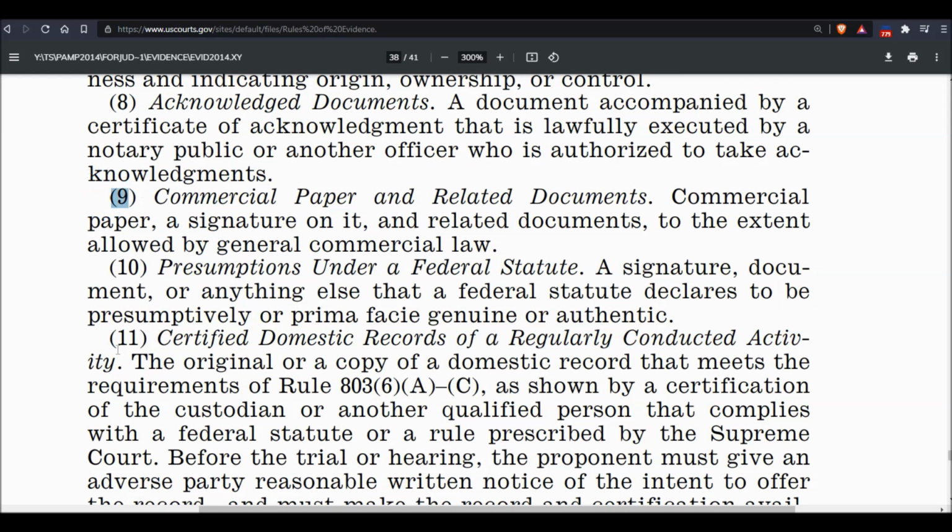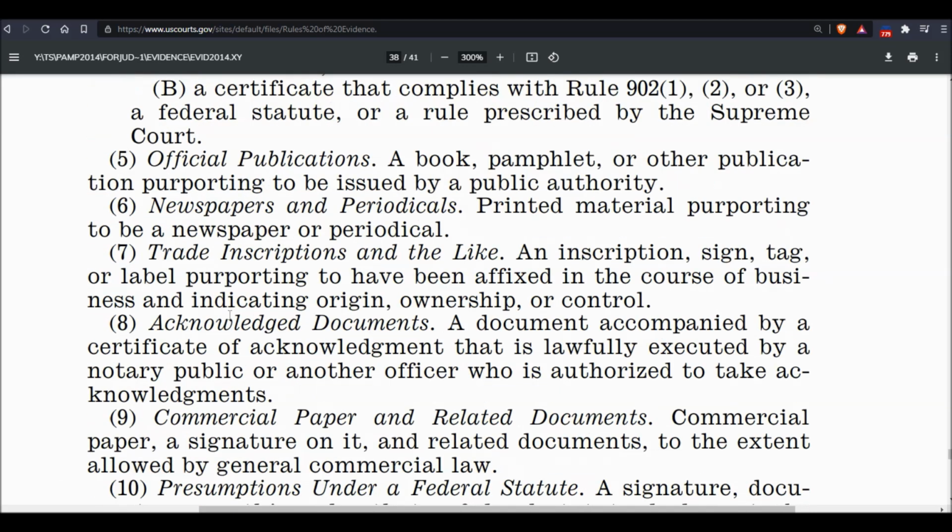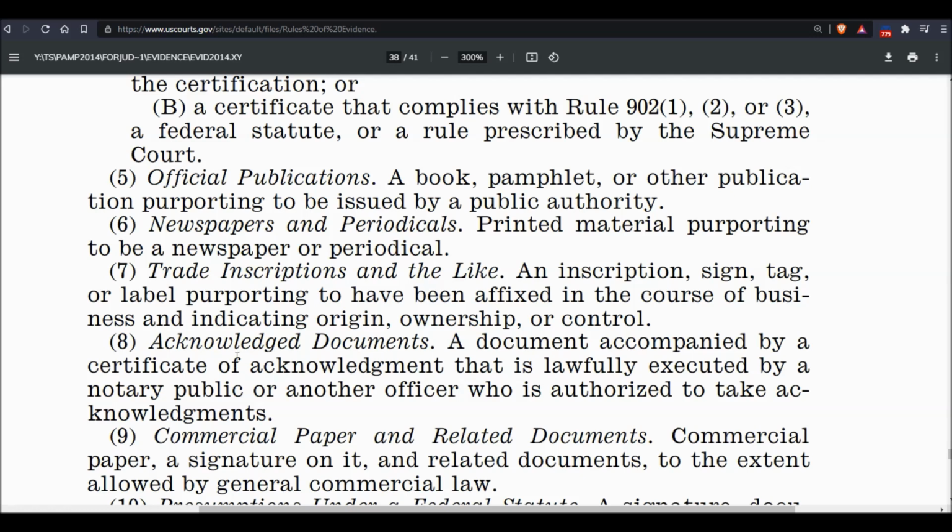So there's item number 9, item number 11. Item number 8, acknowledged document: a document accompanied by a certificate of acknowledgment that is lawfully executed by a notary public or another officer who is authorized to take acknowledgments. That is what you're doing when you attach your allonge to it. But that's not the end. That does not give you an interest in it in any way. That begins to set you up to have an interest.